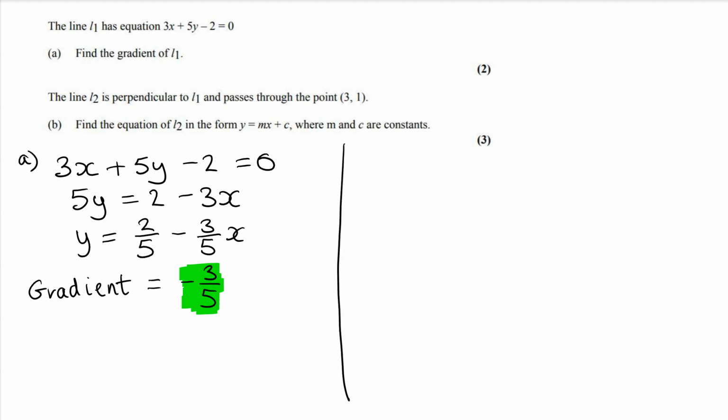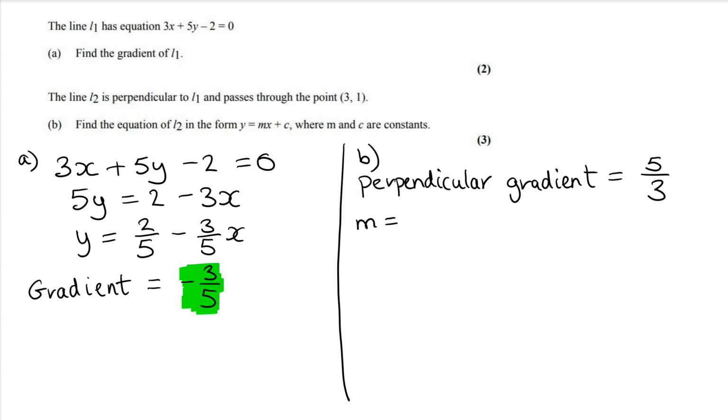So that's part A. Now looking at part B, you're told that the line L2 is perpendicular to L1 and it passes through the point (3, 1). So if the gradient of L1 is minus 3 over 5, to find the perpendicular gradient we need to use the negative reciprocal. So the perpendicular gradient will be 5 over 3. We do 1 over it. The less technical way of saying that is flip it, and then change your sign. So we change the negative to a positive here.